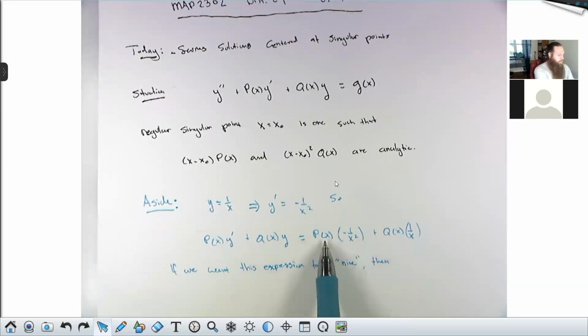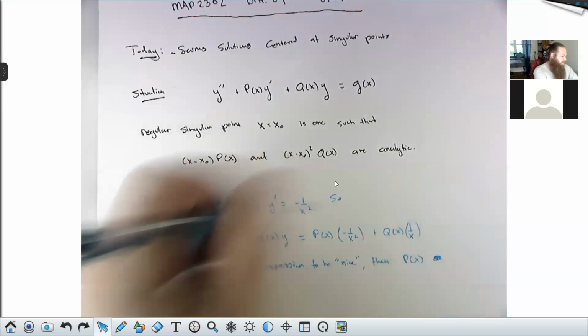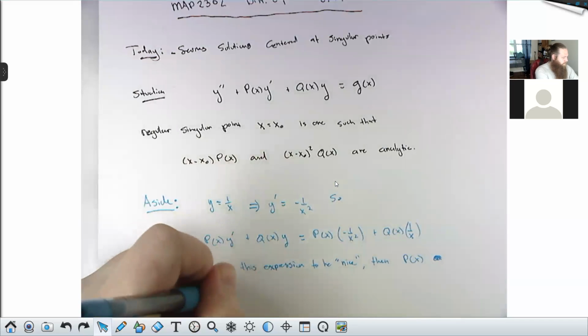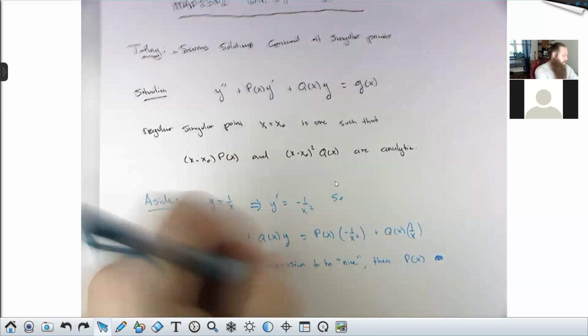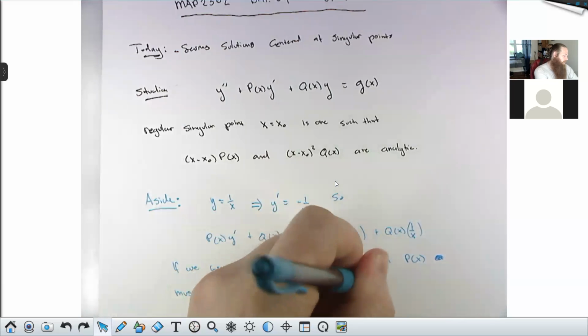So if P had a pole of order 1 at 0, meaning like P has a factor of X downstairs, and Q has a pole of order 1 at 0, meaning Q has an X downstairs, then this would have an X cubed downstairs, and this would have an X squared downstairs. This one would be kind of one order pole higher. So in order for this expression to be nice, P of X must be, what's the right way to say this? One order less bad than Q.